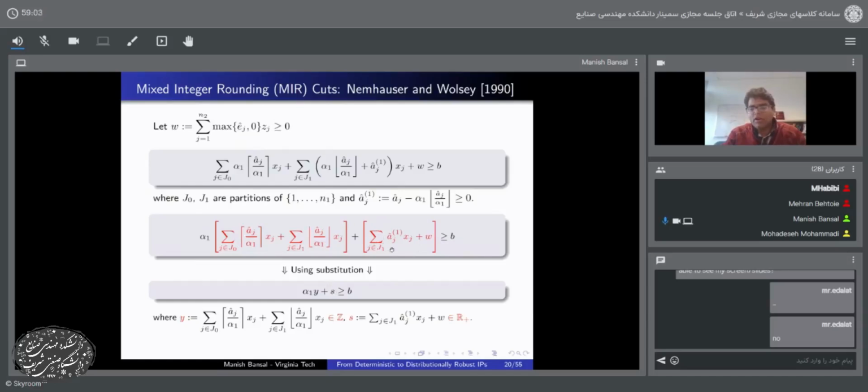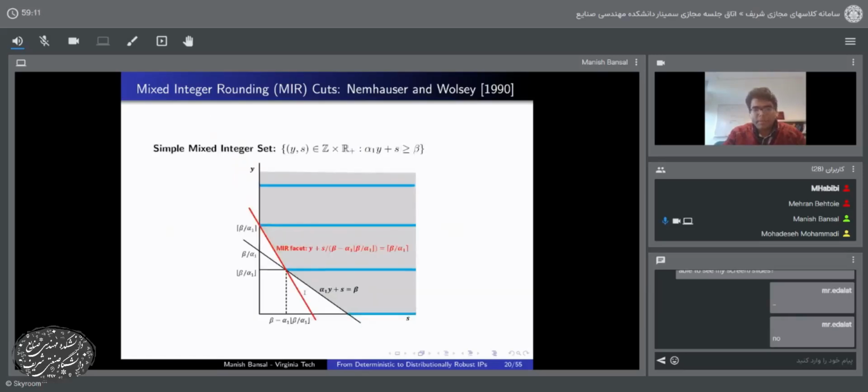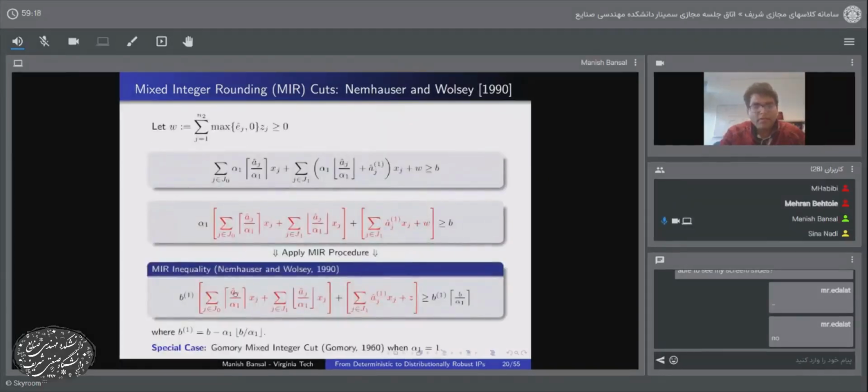Since I already know how to obtain a valid inequality or a facet for this simple mixed integer set, I can just substitute the values of y and s, replace beta by b, and get this well-known mixed integer rounding cut developed by Nemhauser and Wolsey back in 1990 for this single constraint problem. Essentially, this will be a valid inequality for the original problem as well. So in this case, if I set alpha 1 equal to 1, I will get the Gomory mixed integer cut.